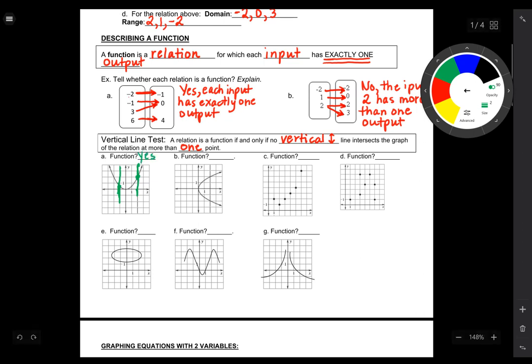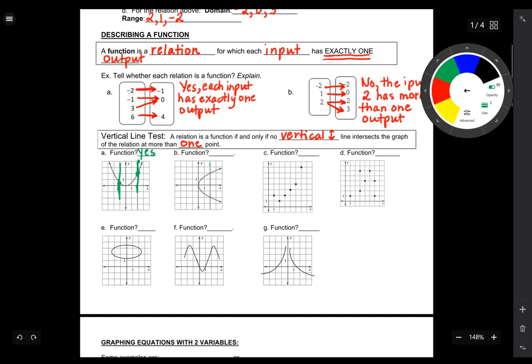Okay, so let's look at example 2, or example B, sorry. If you draw a line right here, notice it touches the graph in 2 spots, right there and right there. So this is not a function.